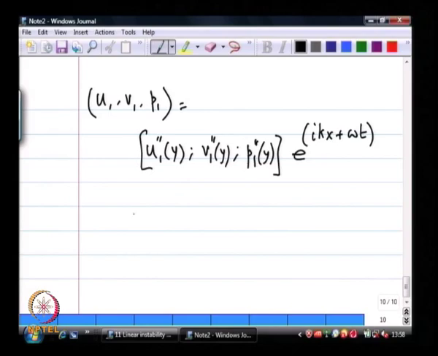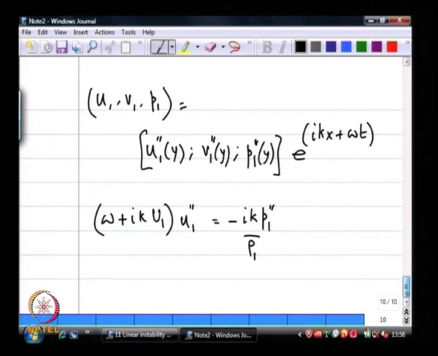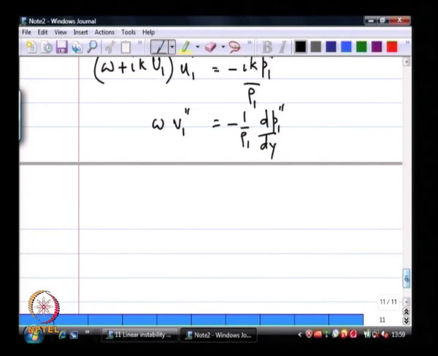When we do that, what we find is omega plus I k U1 times u1 double prime is minus I k p1 double prime over rho 1. Omega v1 double prime is minus 1 over rho 1 d p1 double prime d y. And the last one is I k u1 double prime plus d v1 double prime d y equal to 0.